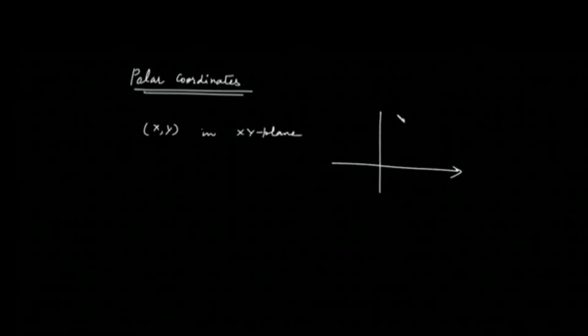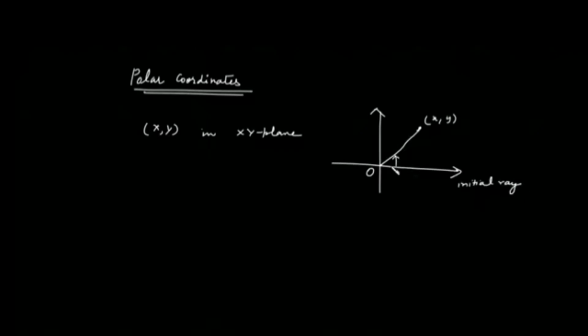Hello everyone, today I am going to explain polar coordinates, the relation between the Cartesian and the polar. So you are having any point (x, y) in the Cartesian plane, in the xy plane. Let's suppose this point is this one, having the coordinates x and y. Then we can express this point in polar by considering this origin to be the pole and this x-axis as the initial ray.